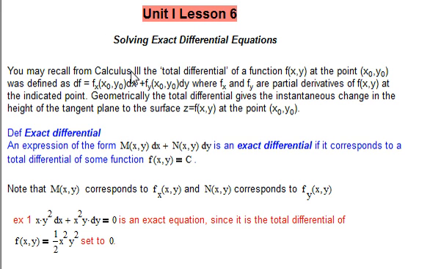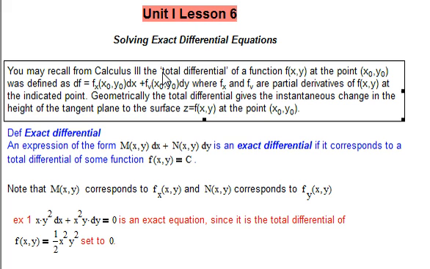Anyway, if you remember in Calculus 3, something called the total differential of a function f of x, y, actually I should say f of x, y equals c, but that's alright, at a point x sub 0, y sub 0 was defined as df, the total differential, equals the partial derivative of f of x, y with respect to x evaluated at the point x sub 0, y sub 0 dx, plus the partial derivative of f of x, y with respect to y evaluated at x0, y0 dy, where these are the partial derivatives that I had already noted at that indicated point.